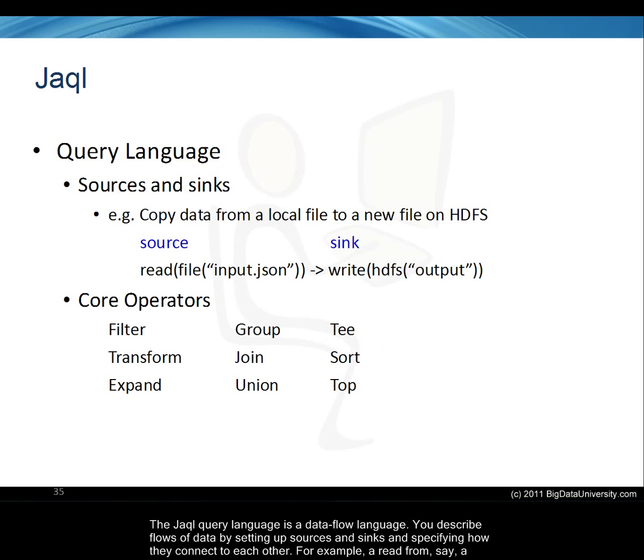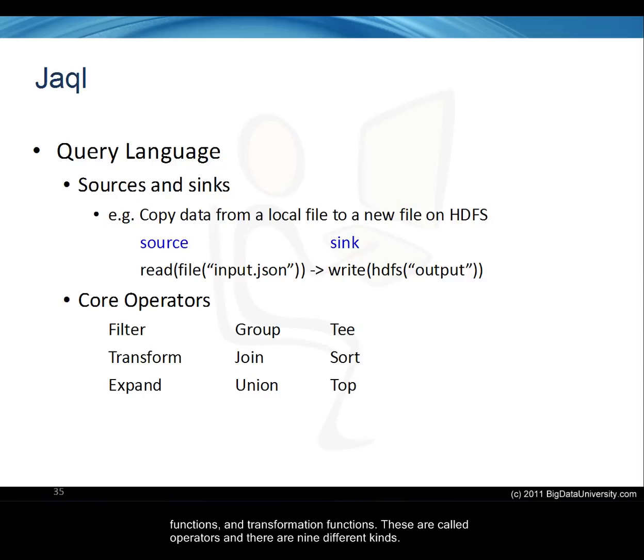The Jackal query language is a data flow language. You describe flows of data by setting up sources and sinks and specifying how they connect to each other. For example, a read from, say, a local file is a source, and a write to, say, HDFS is a sink. Along the way from the source to the sink, you can have the data pass through various filters, grouping functions, sorting functions, and transformation functions. These are called operators, and there are 9 different kinds.